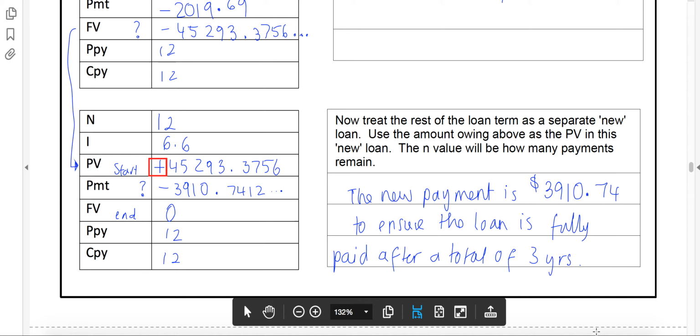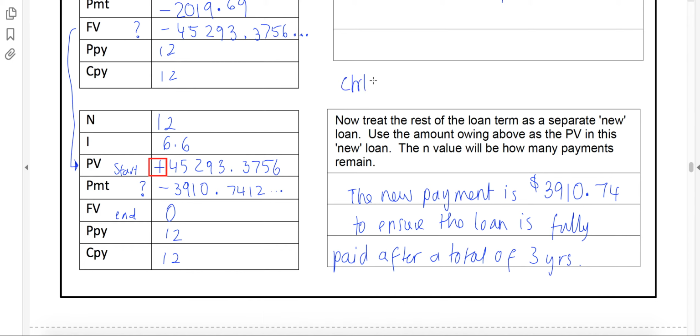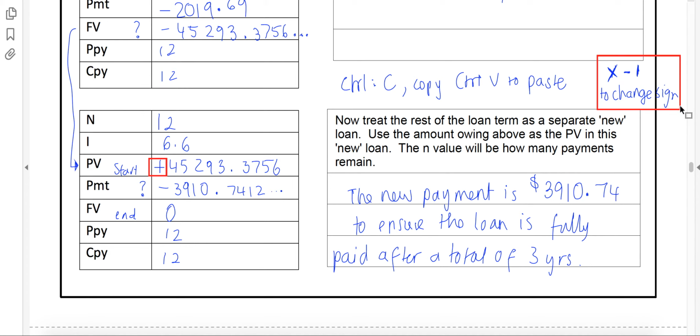Okay, so just to summarize, just a couple of points. We used Control C, I know we wrote this before, to copy, and we did Control V to paste. And my second point was times by -1 to change the sign. I find that is the most efficient way to do it.